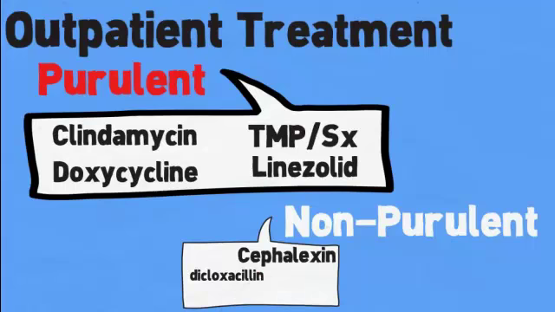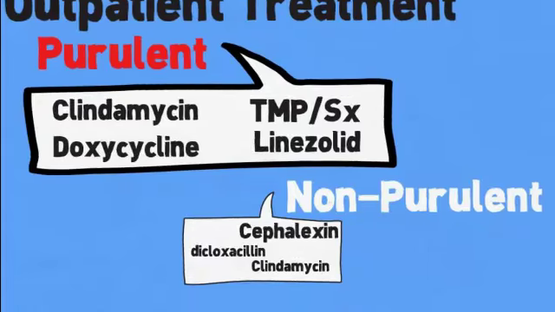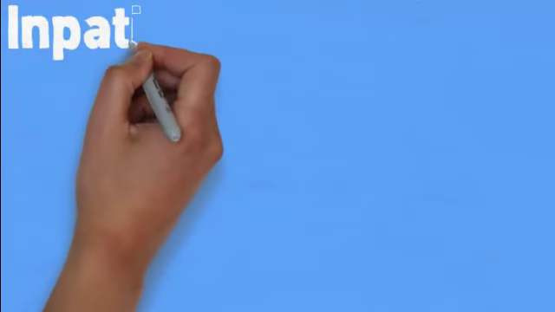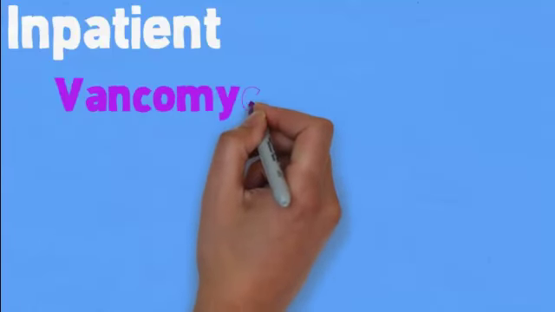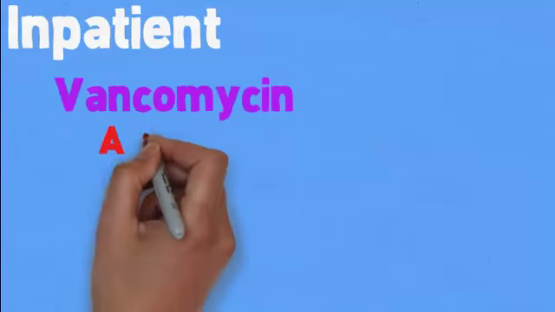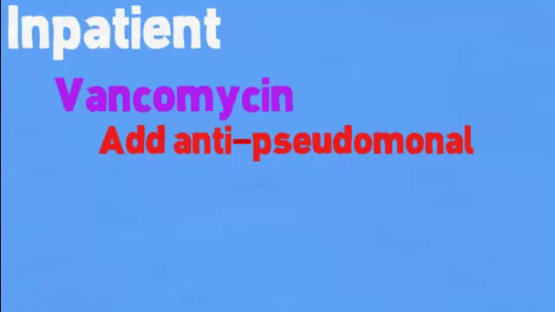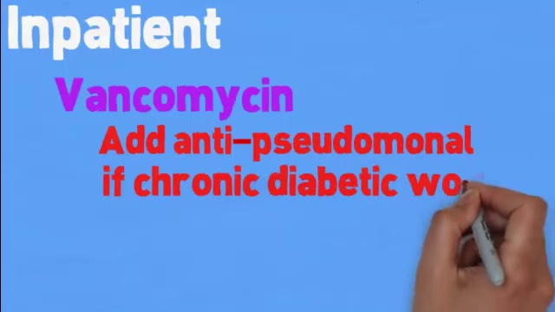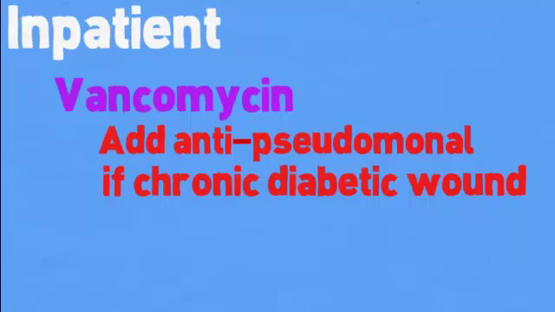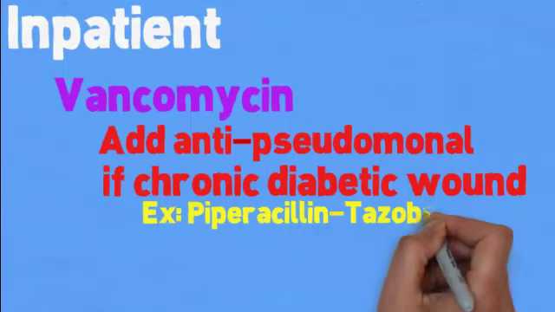Finally, let's talk about inpatient treatment. In the inpatient setting, for patients that are very sick, I would consider starting the patient on vancomycin, as it will cover all your gram-positive organisms as well as MRSA. Now, if someone has a chronic diabetic wound, consider adding anti-pseudomonal coverage, so you could consider an antibiotic like piperacillin tazobactam, otherwise known as Zosyn.